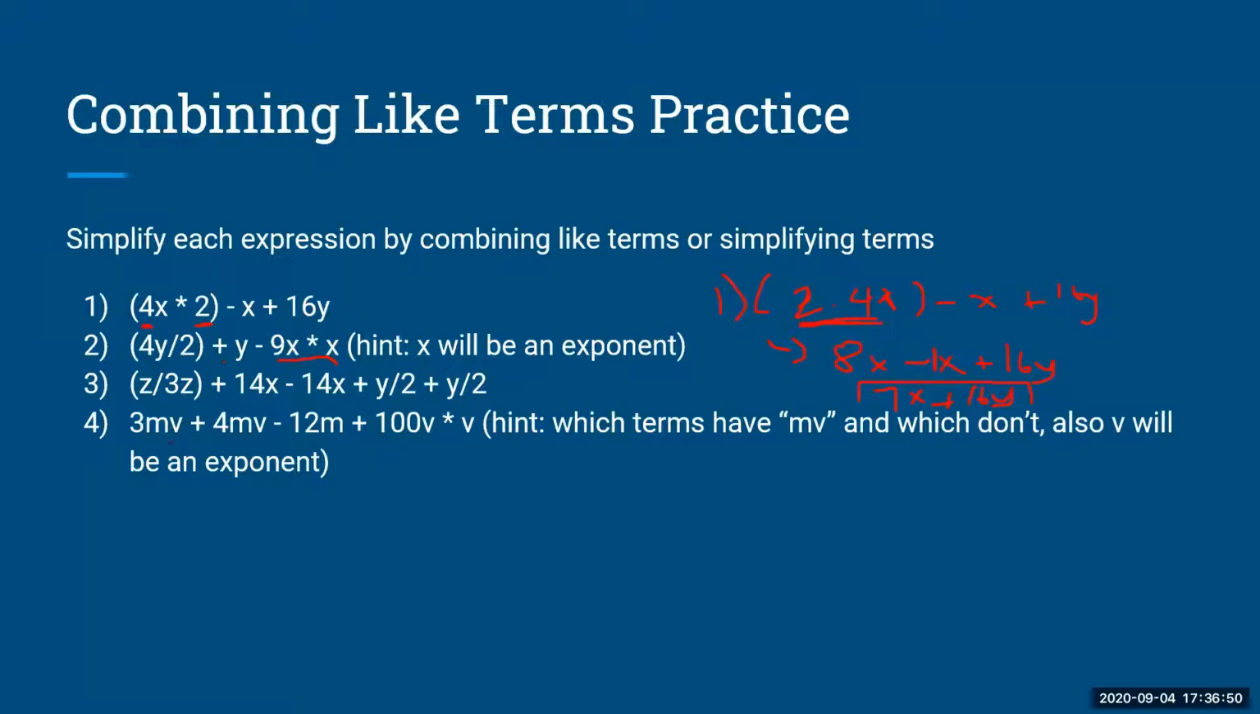All right, let's try number 2. Okay, so number 2 is 4y over 2 plus y minus 9x times x. Well, this straight off the bat is 9x squared, because that's the definition of x squared.